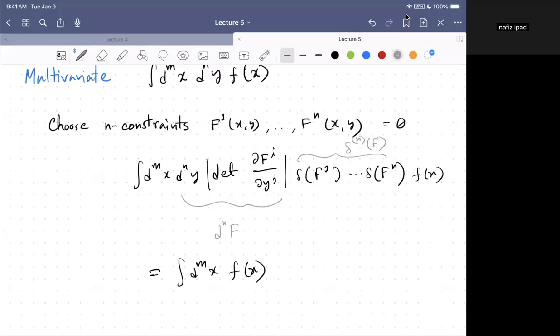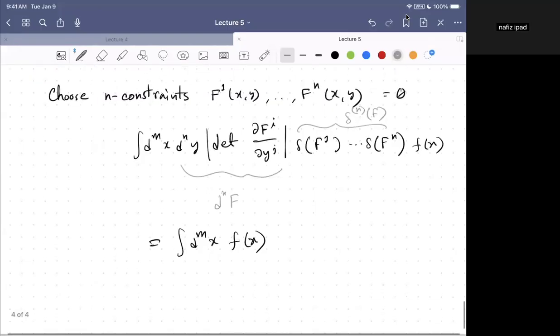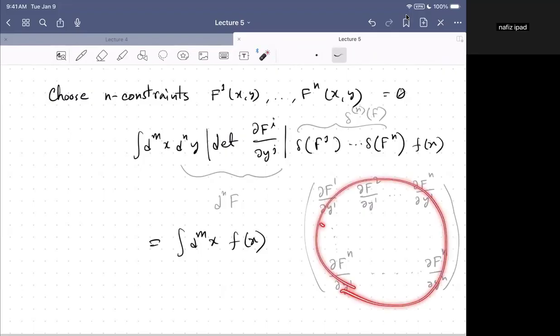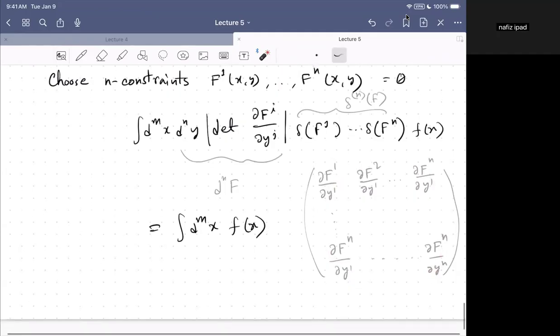Just to clarify my notation. When I say the determinant of this thing, I mean that there is a matrix like this. This is a matrix, the Jacobian matrix. And so take the determinant of this matrix. That's what this means. Okay.